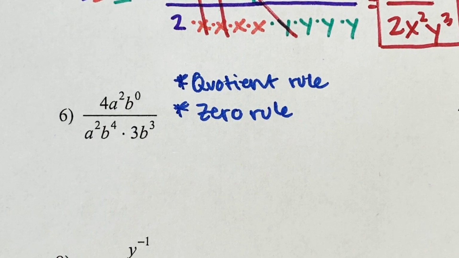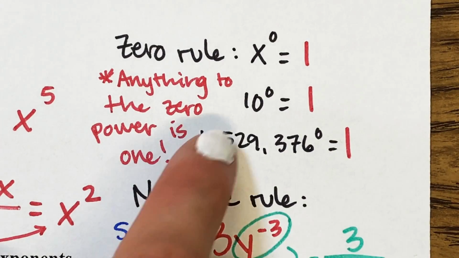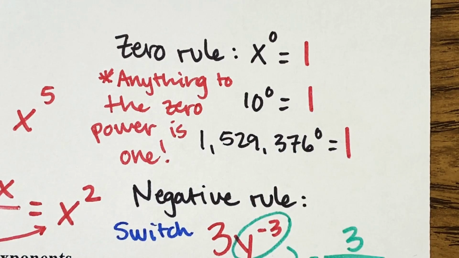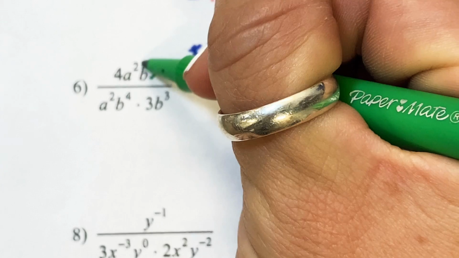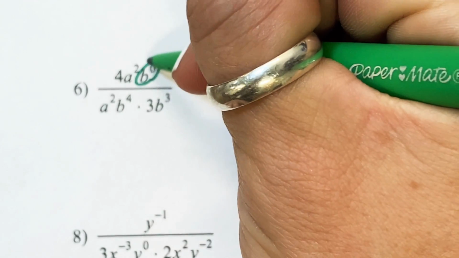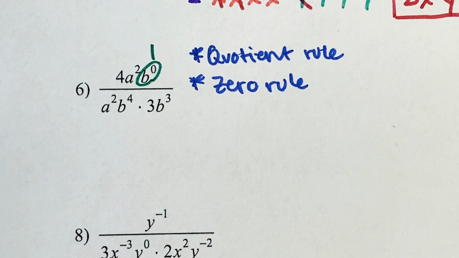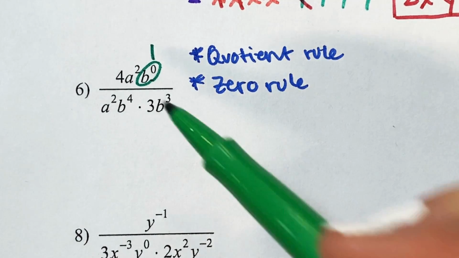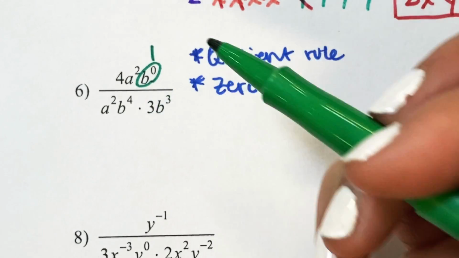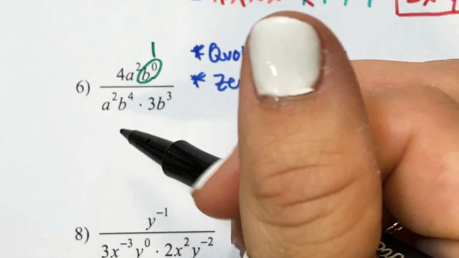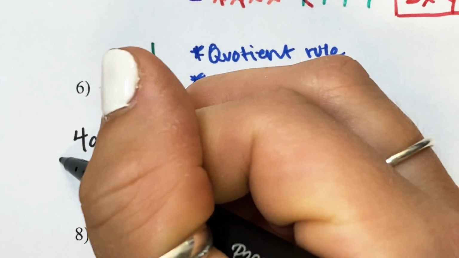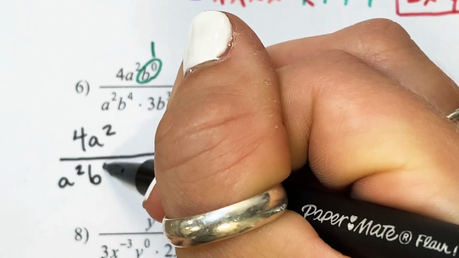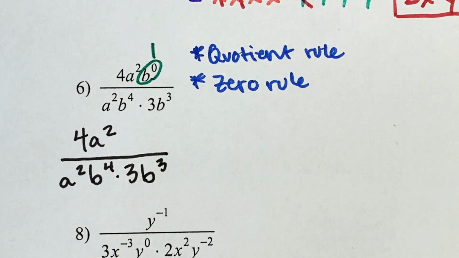Let's get rid of that 0 rule first. What is anything to the 0 power? It is 1. So anything to the 0 power, meaning this b to the 0 power, it's only attached to that b, turns into a 1. When anything turns into a 1 and it's multiplied, you really can just get rid of it. So I'm going to rewrite this down here. We have 4a squared left on top because that 1 doesn't change it, so we don't have to write it. Then I have a squared b to the 4th times 3b cubed on bottom.